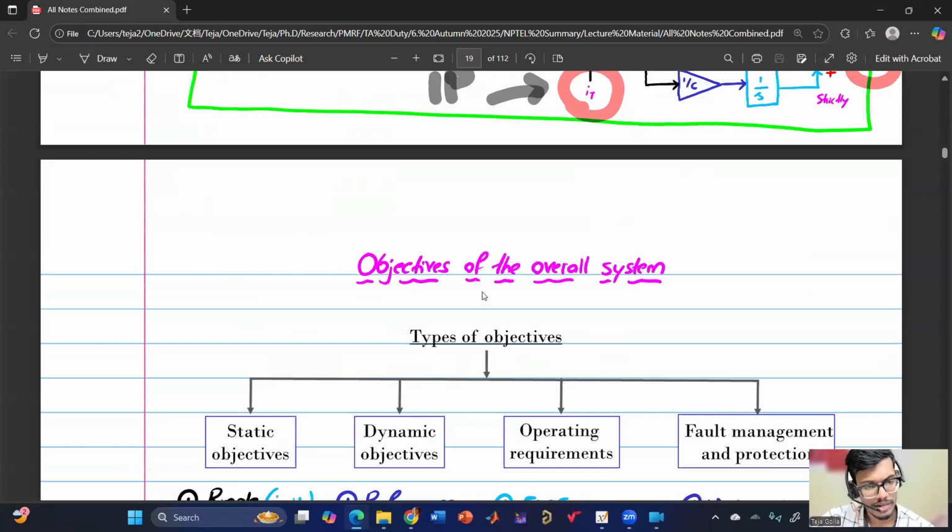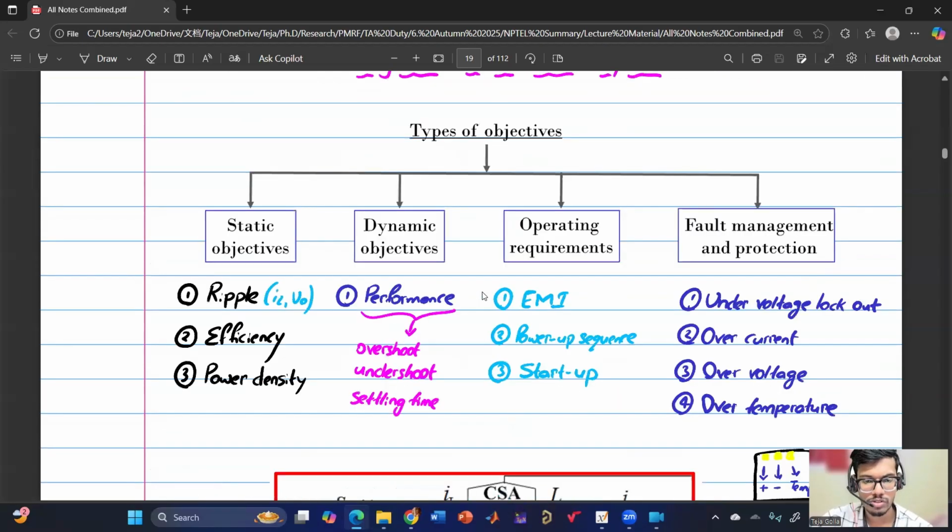And then we have discussed the objectives of the overall system, like the static objectives, which are ripple, efficiency as well as power density, and the dynamic objectives, which are performance, voltage undershoot and settling time, which should be minimal. And then operating requirements like EMI, power sequencing, how to start up, and then fault management and protection, which are undervoltage lockout, overvoltage, overcurrent, and over temperature.